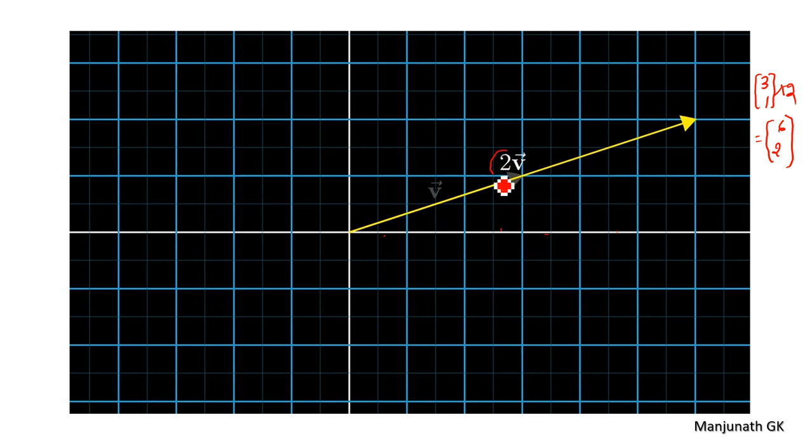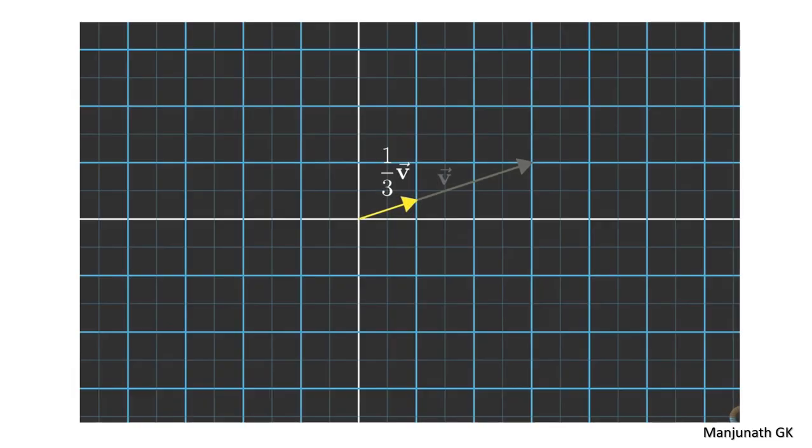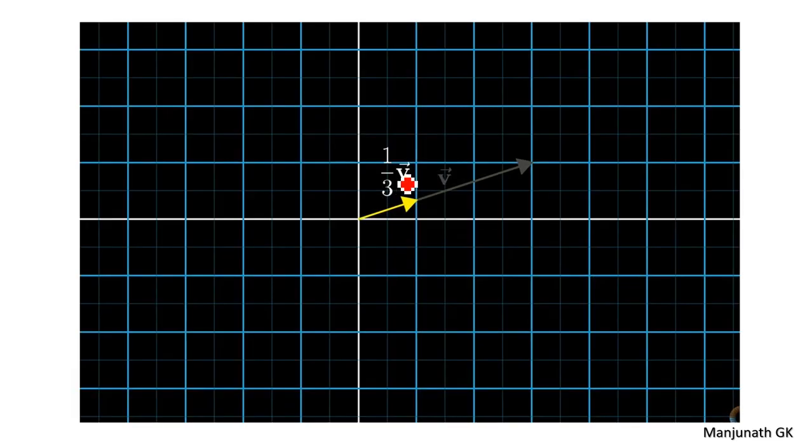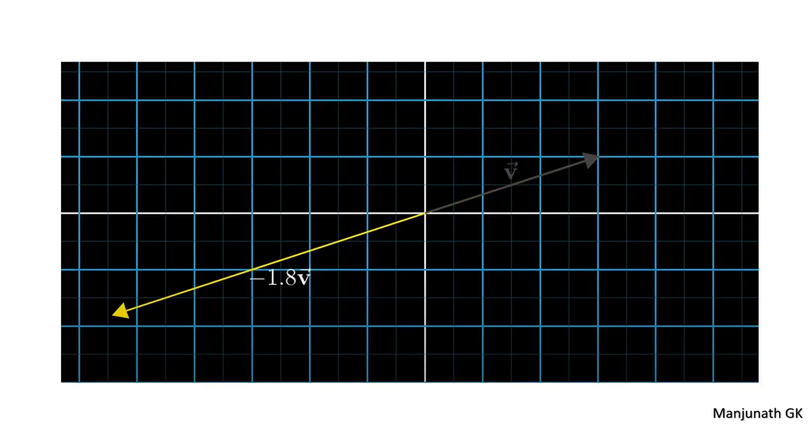So the 2 is any real number. It is called scalar multiplication here to the vector v. It could also be 1 by 3. 1 by 3 of the vector v. The scalar is here 1 by 3. Here the complete vector and its magnitude is reduced to its 30%. So because the scalar 1 by 3 is used here, 1 by 3 of that vector, and this scalar can also be a negative number. So this is vector v. To this vector v, minus 1.8 is multiplied, so that this is the result here.